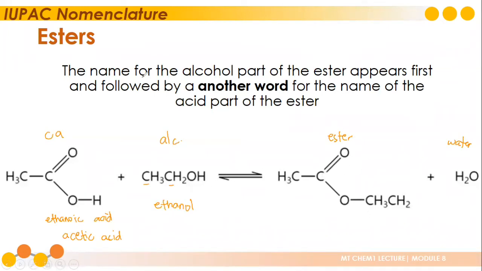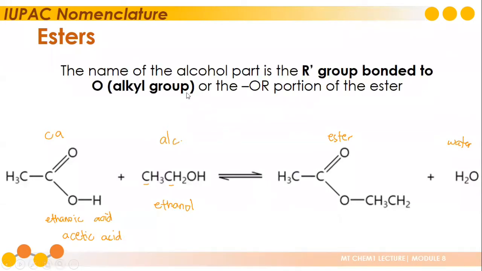So how do we name them? First, you identify which is the alcohol part and which is the acid part of the ester. The name of the alcohol part is the R group. For an ester, we have to remember that our functional group is COOR. For this one, the R group is an ethyl. We have two carbons here, so this is our alcohol part, from the ethanol. So we have ethyl.